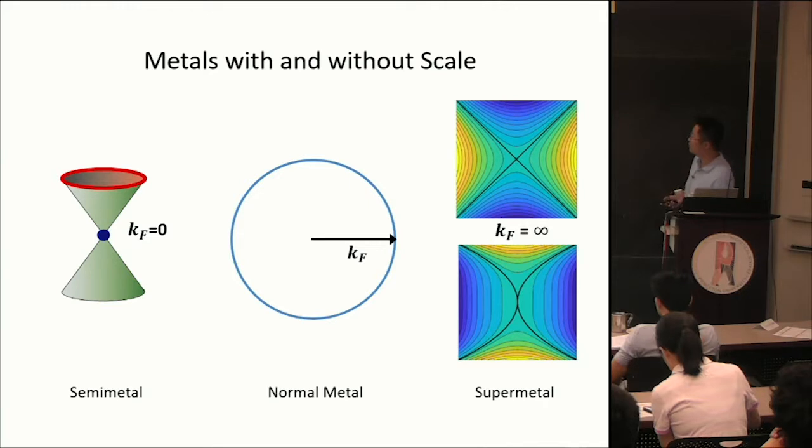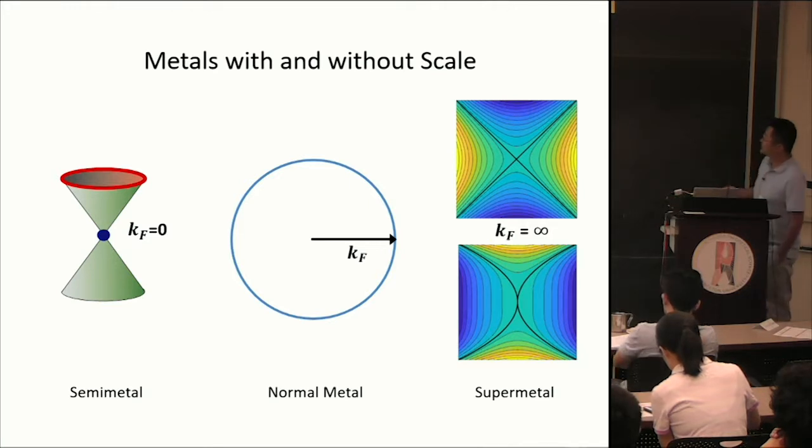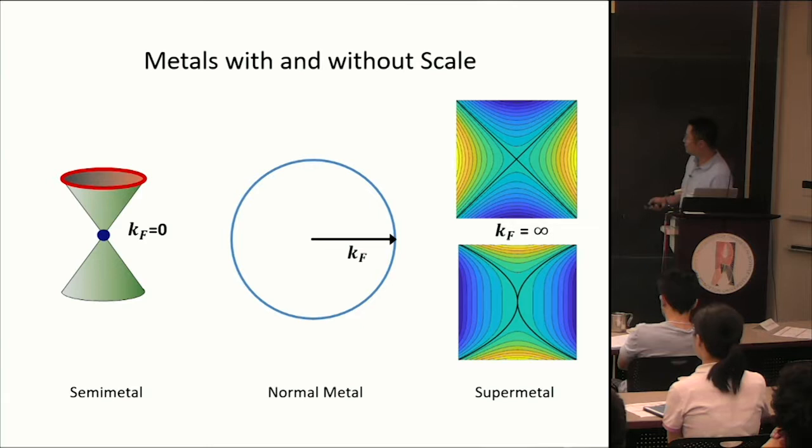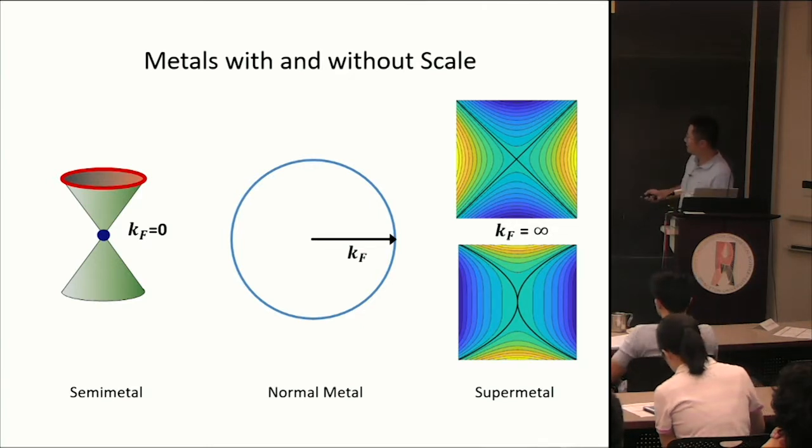So for an ordinary Van Hove singularity, the dispersion near the saddle point is just kx squared minus ky squared. So the constant energy contours are just two straight lines. For these high order Van Hove singularities, this is what the contour looks like. There are two parabolic curves that touch each other. Again, there's no characteristic length scale. So this allows us to take a continuum limit.